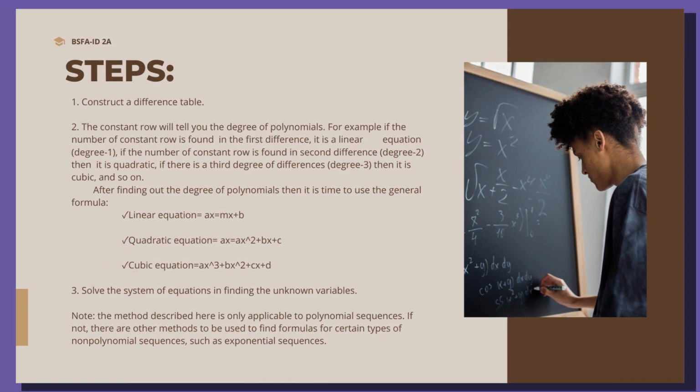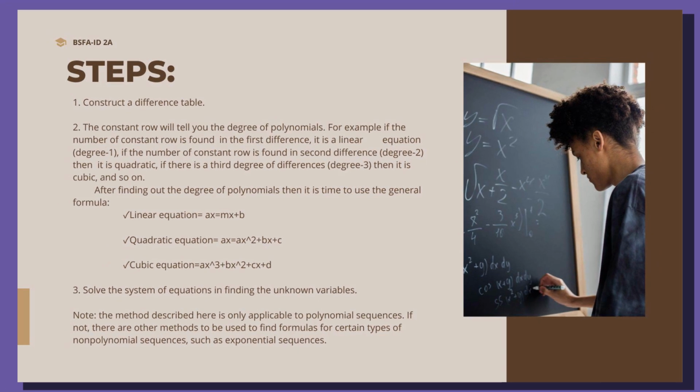There are steps to remember in solving for the nth term formula. First is to construct the difference table. Then, the constant row will tell you the degree of the polynomial. For example, if the constant row is found in the first difference, it is a linear equation. If the constant row is found in the second difference, then it is quadratic. If there is a third degree of differences, then it is cubic, and so on.